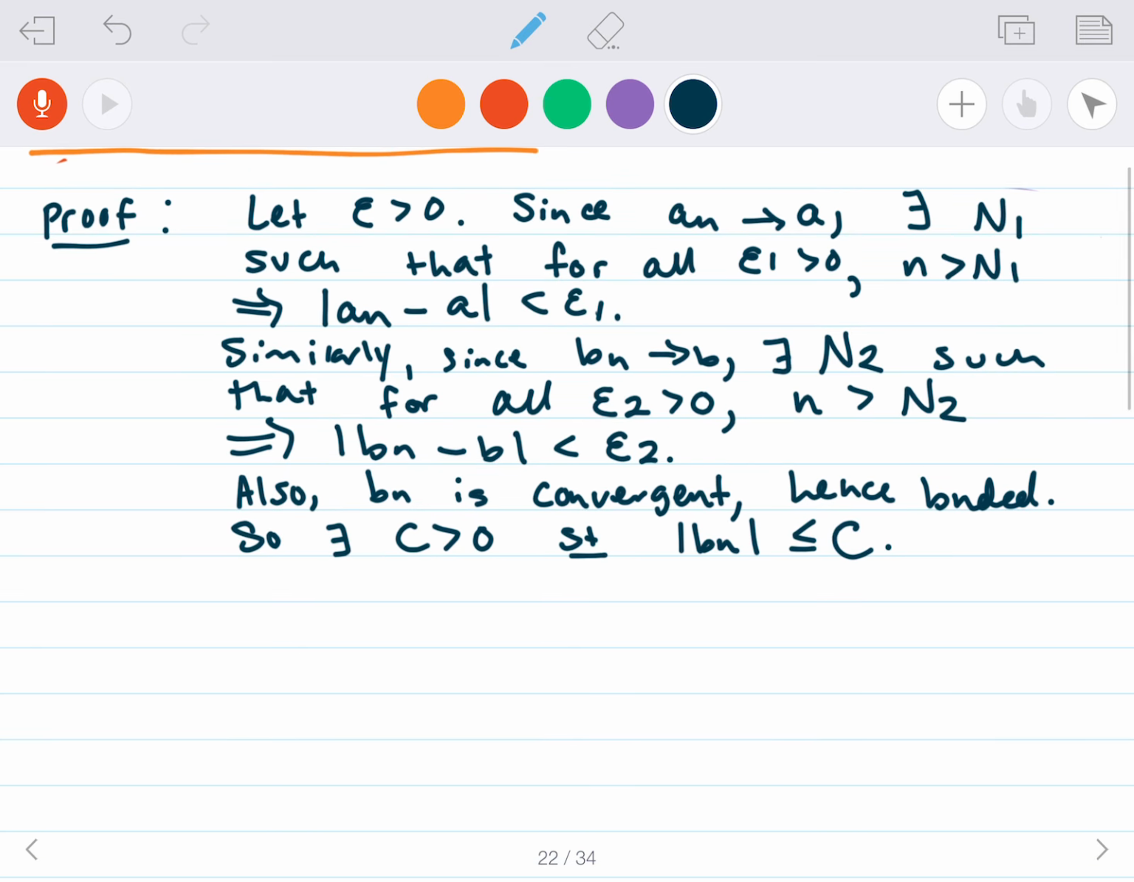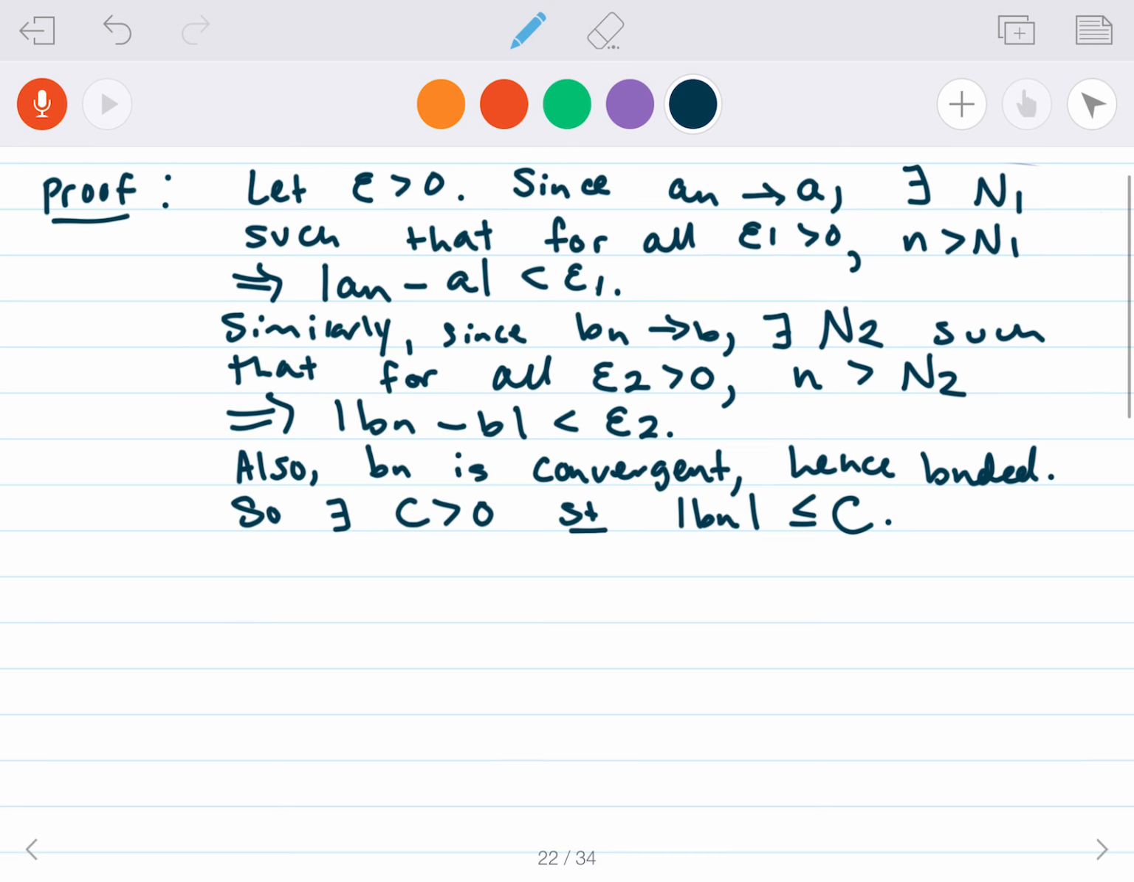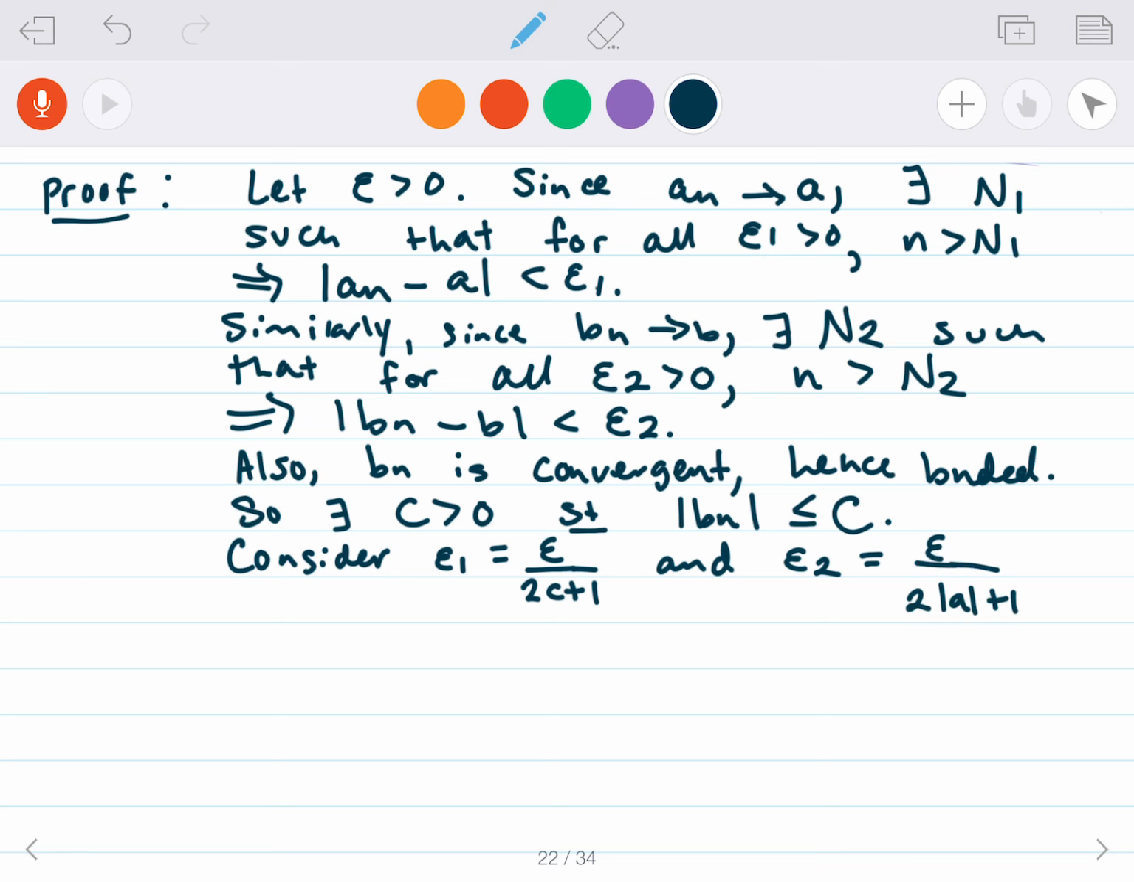Okay, so we have the setup now. Let's go ahead and say what we want epsilon sub 1 and epsilon sub 2 to be. Consider epsilon 1 equal to epsilon over 2c plus 1, and epsilon 2 equal to epsilon over 2 times the absolute value of A plus 1.